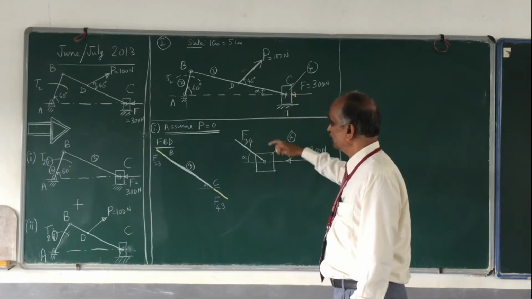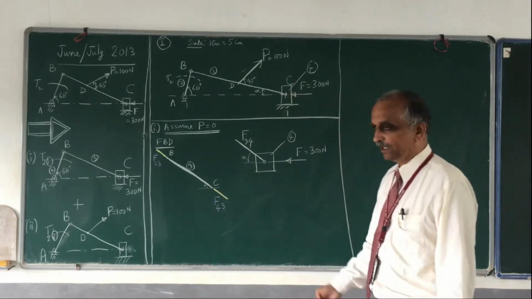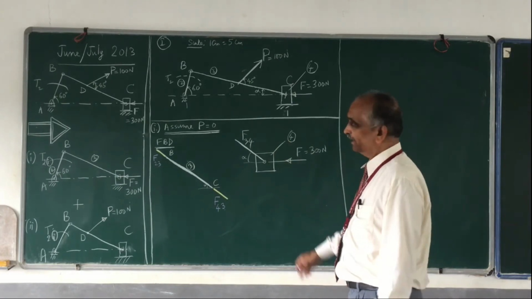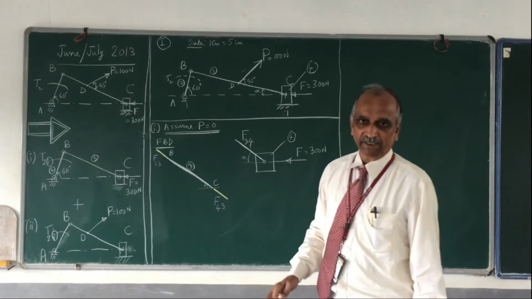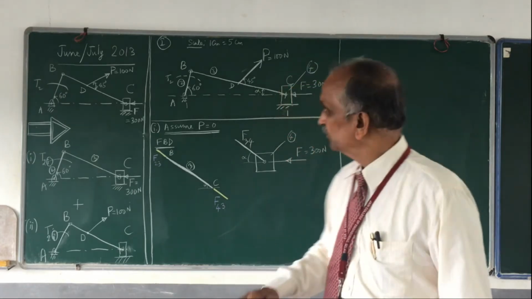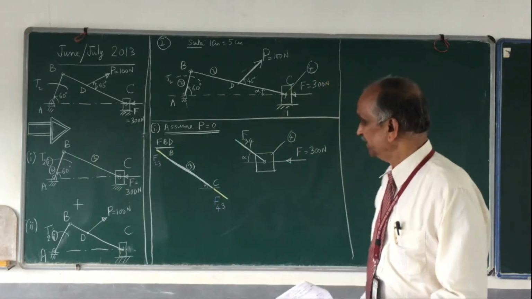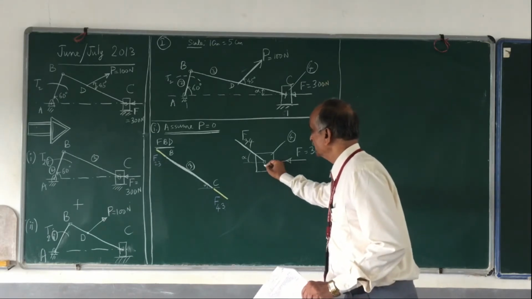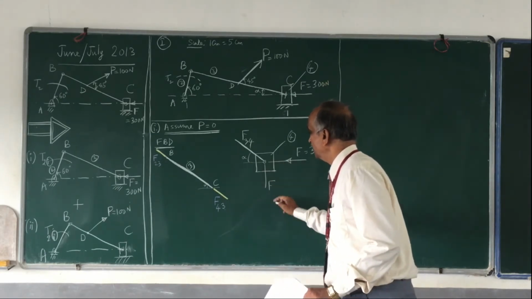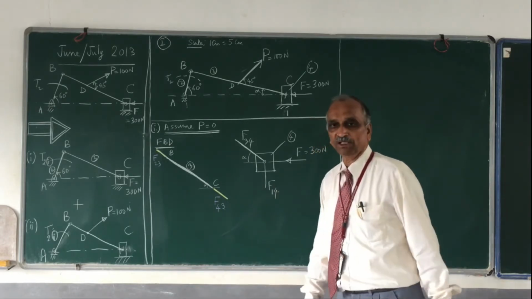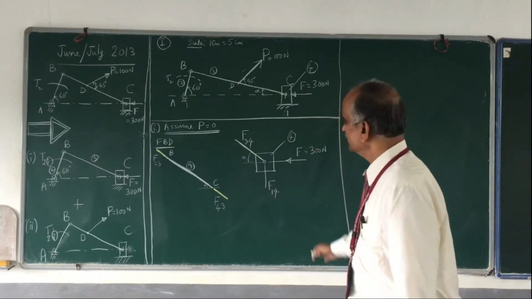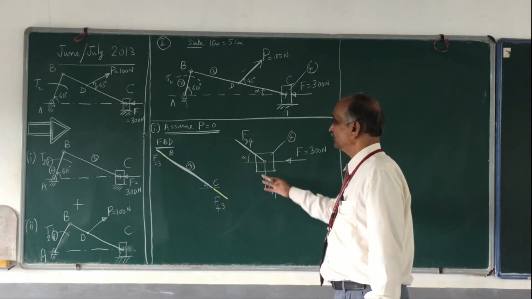Then this link 4 is also connected with link 1. You have isolated it from 1, and it is a sliding pair. Whenever you have a sliding pair, the force will be perpendicular to the contact surface, and therefore the third force is like this. This is the force due to 1 acting on link number 4, F1,4. This is the free body diagram of link number 4.